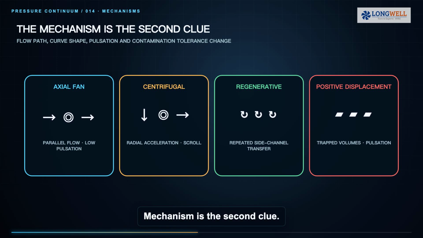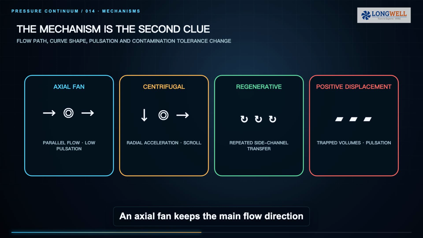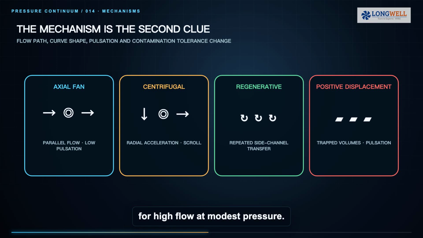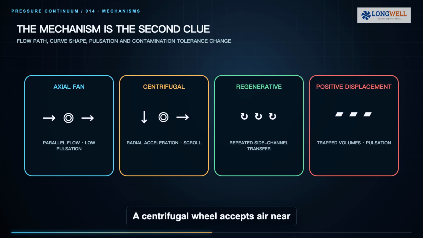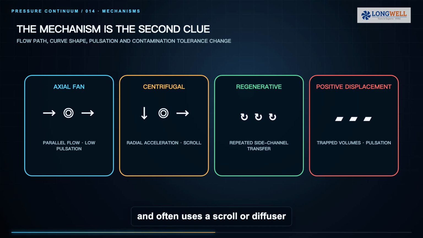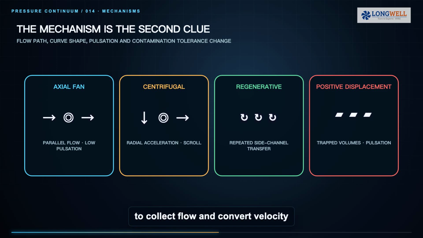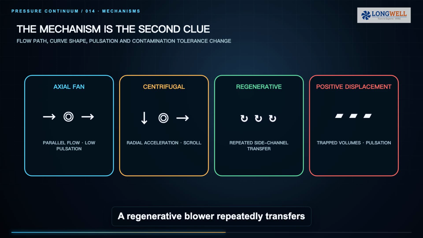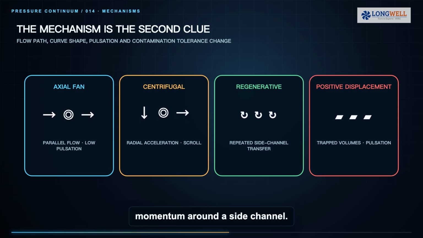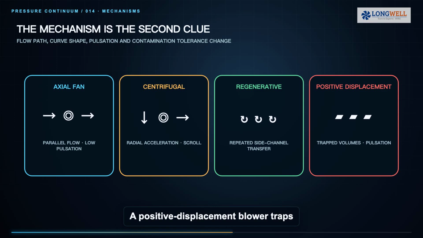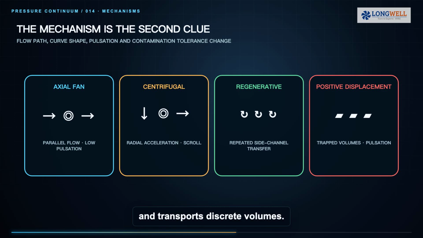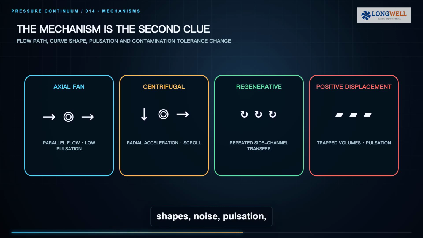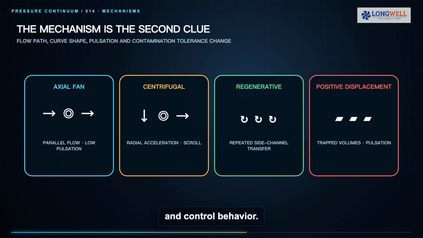Mechanism is the second clue. An axial fan keeps the main flow direction parallel to the shaft and is efficient for high flow at modest pressure. A centrifugal wheel accepts air near the axis, accelerates it radially, and often uses a scroll or diffuser to collect flow and convert velocity into pressure. A regenerative blower repeatedly transfers momentum around a side channel. A positive displacement blower traps and transports discrete volumes. Those mechanisms create different curve shapes, noise, pulsation, contamination tolerance, and control behavior.